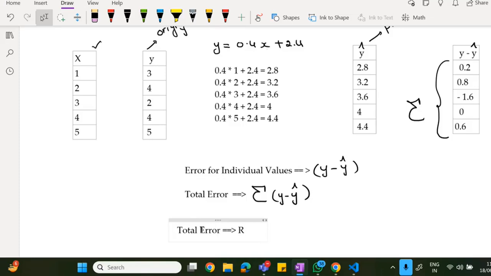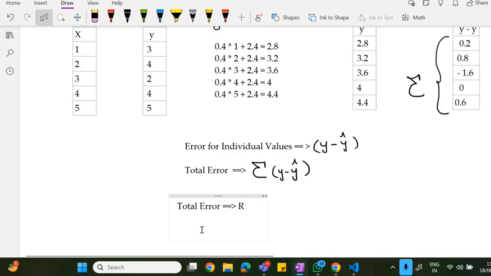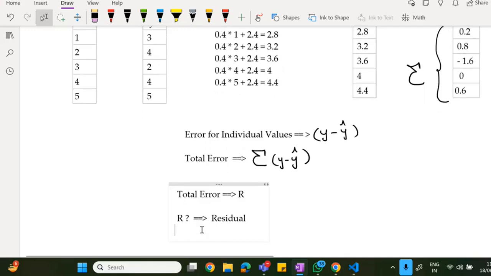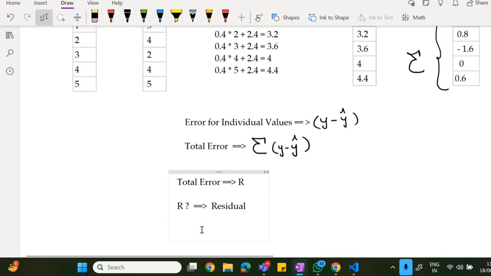R, capital R. Now, what does this R indicate? R indicates residual. We call it residual. Okay, that's fine. Residual, we got it.